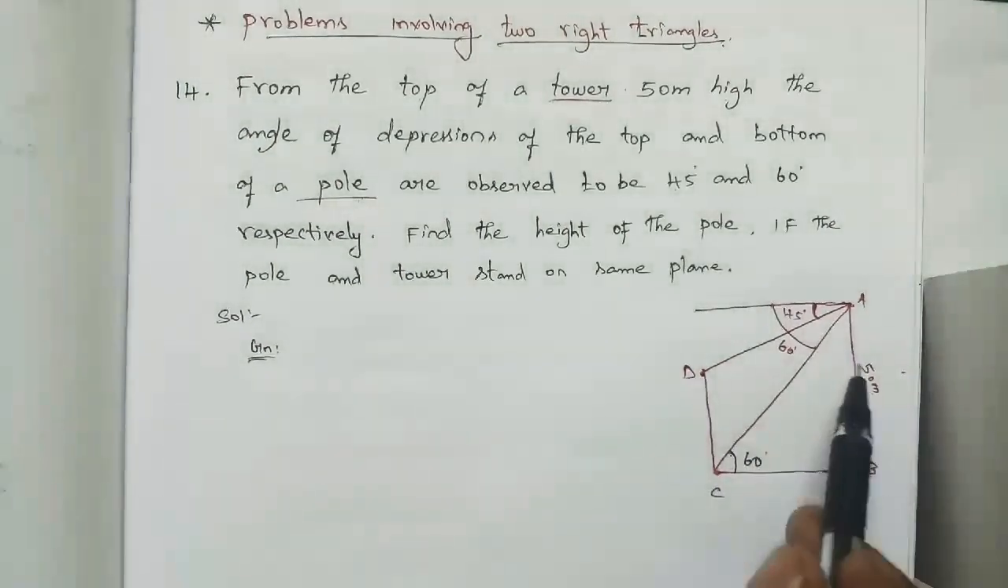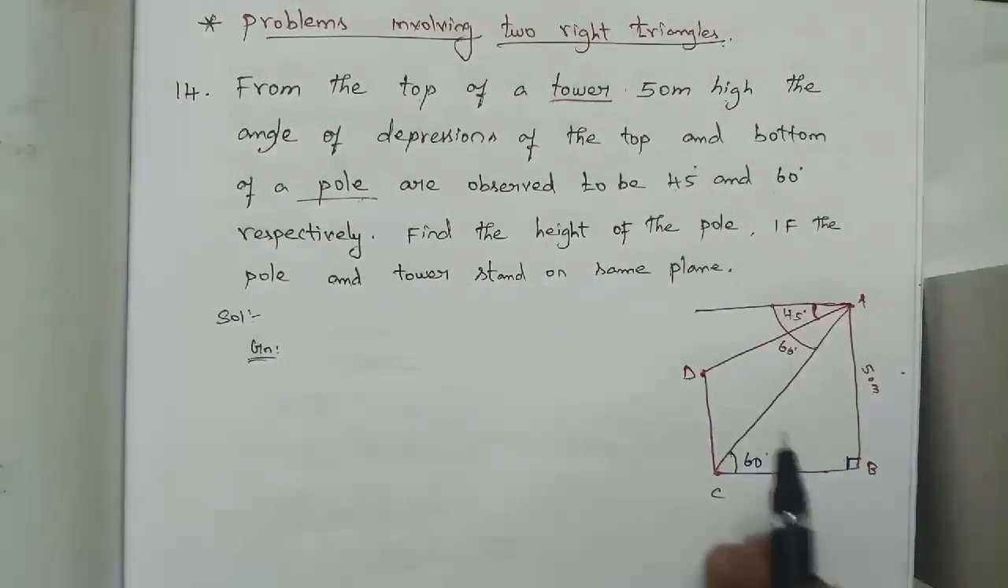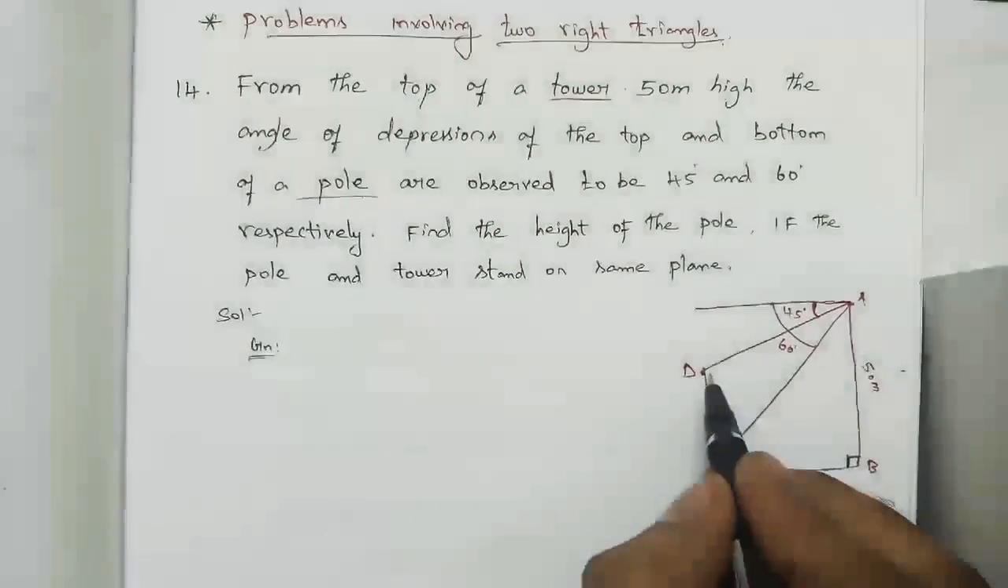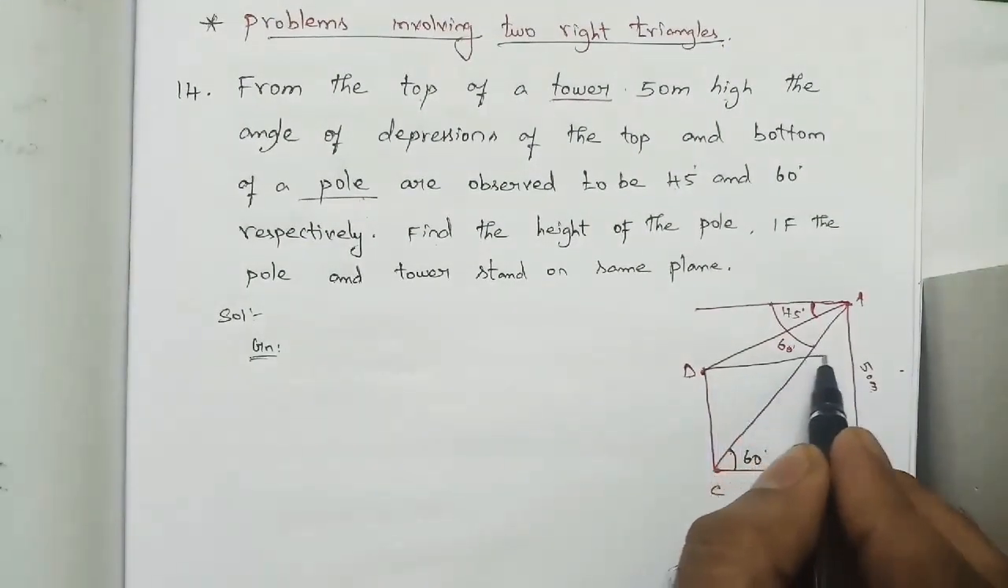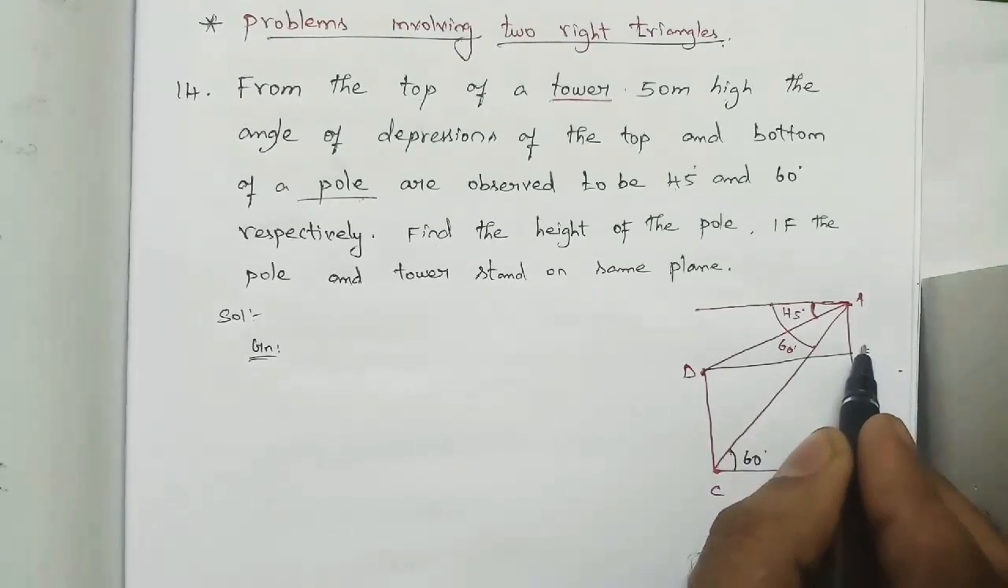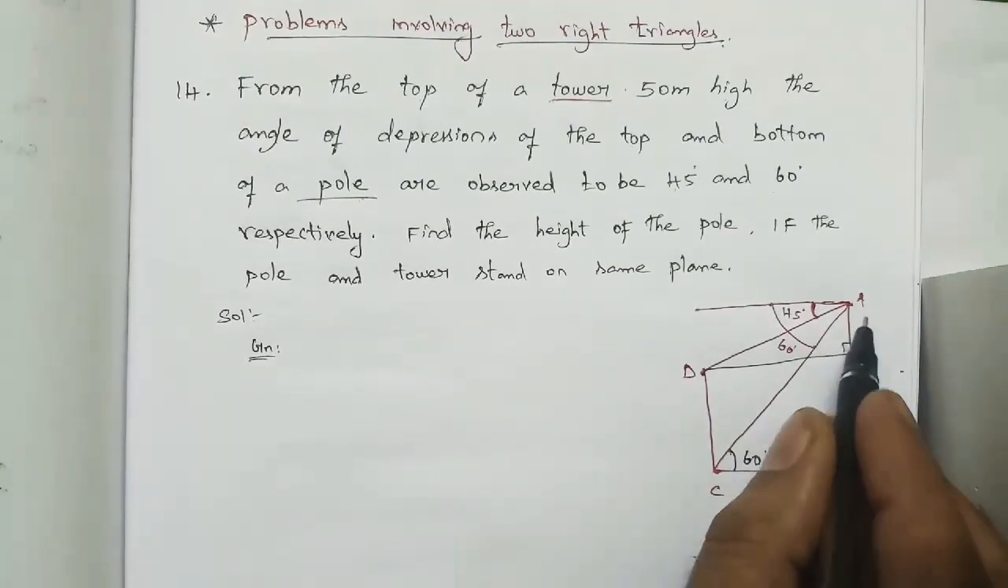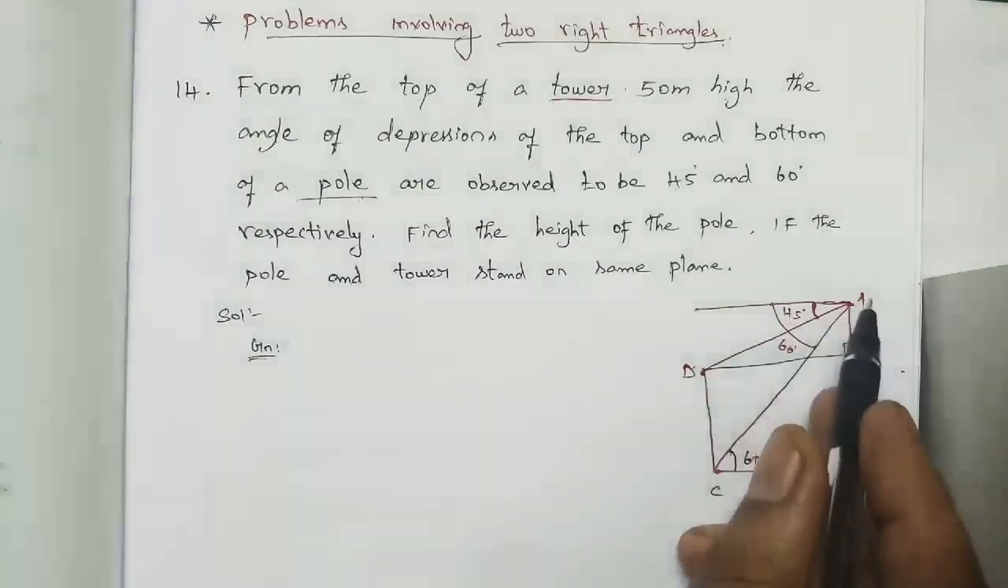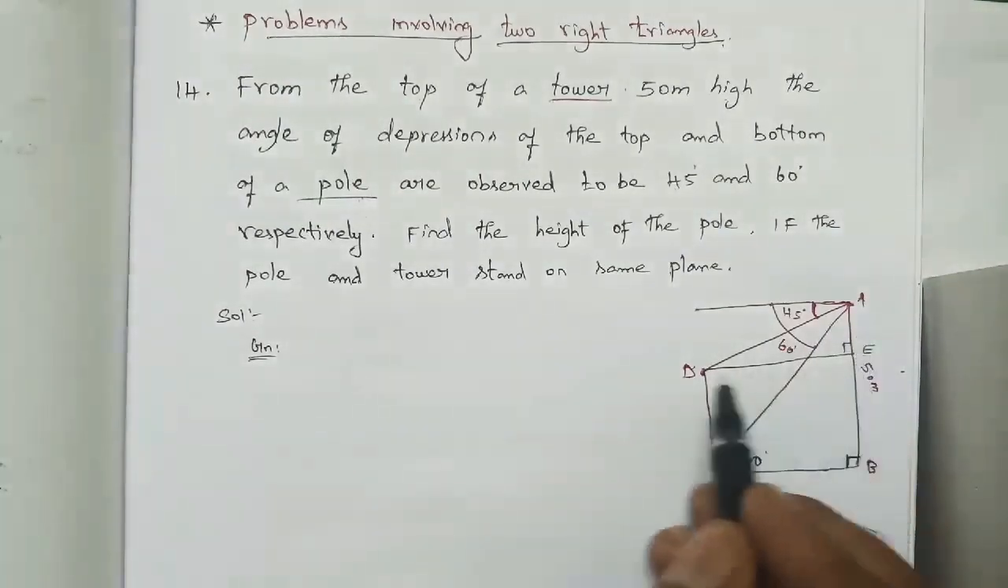Now we have one right triangle. ABC is a right triangle, right? Now, for BC, we can draw one more parallel line, that is nothing but DE, right? Now we got one more right angle triangle. AED is a second right angle triangle.